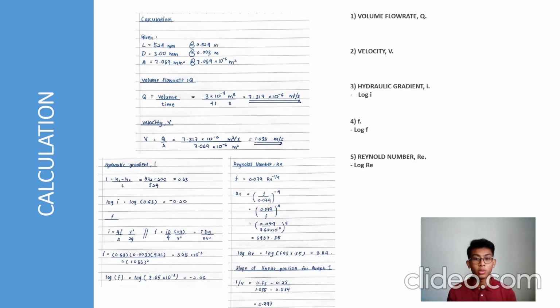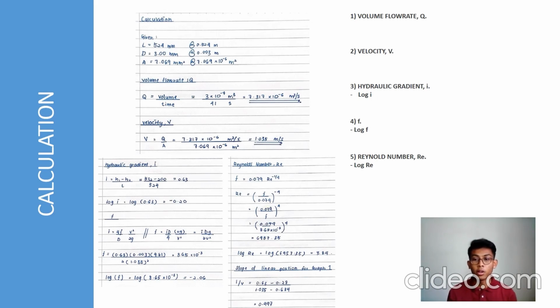Same goes with F. By using the formula I equals 4F over D times V squared over 2G, we derive the equation to get F equals I D G over 2V squared. Then we insert all the values that we have to find F. For the log of F, just insert the value of F that we get from above, and we will get the value of log F.